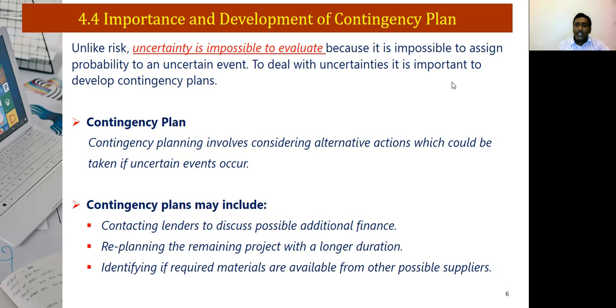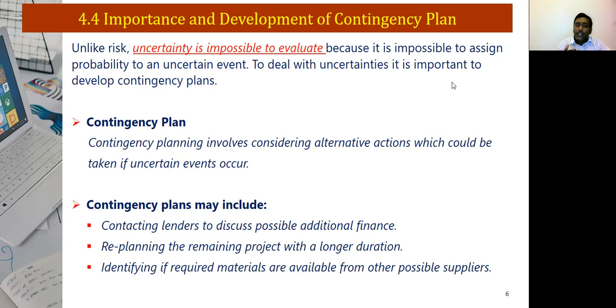To deal with uncertainties, it is important to develop a contingency plan. So how do we define a contingency plan? Contingency planning involves considering alternative actions which could be taken if uncertain events occur. We know that a project is also associated with risk, but along with risk we also have uncertainty. So during a time of uncertainty, how are we going to manage? That is where the contingency plan comes into play.